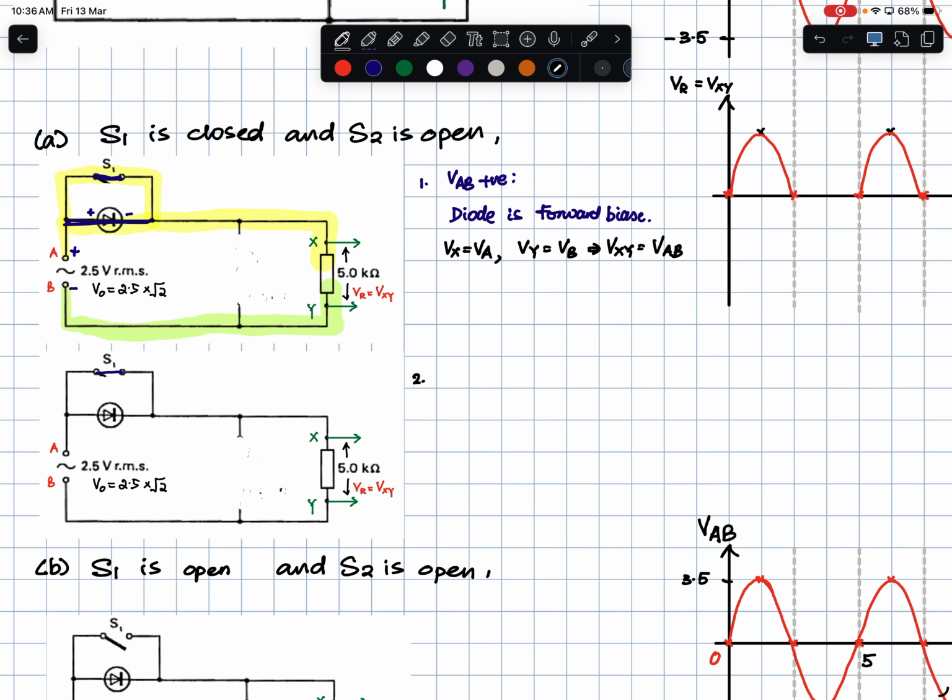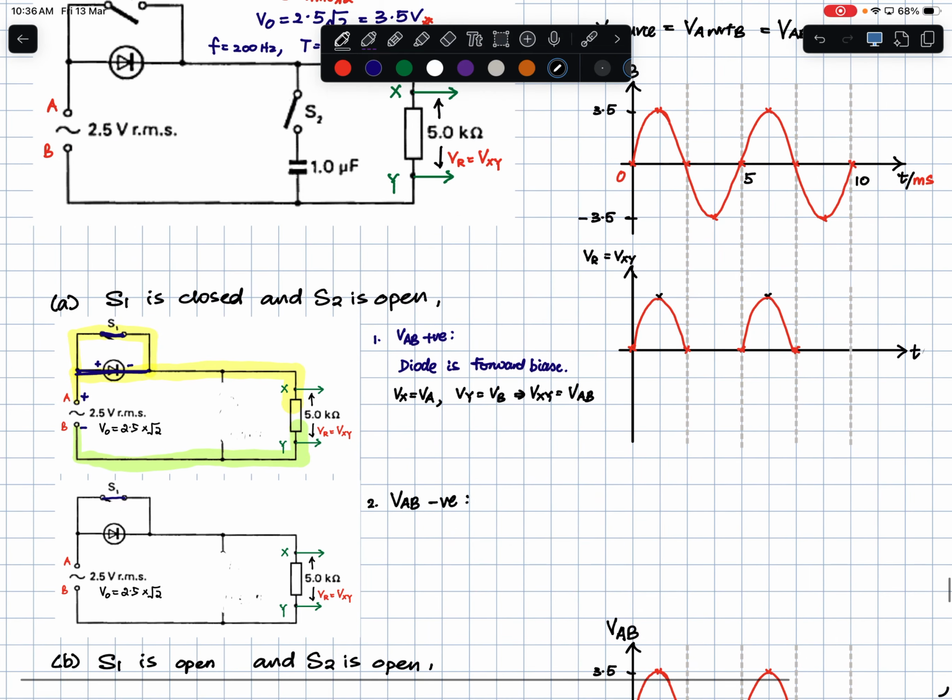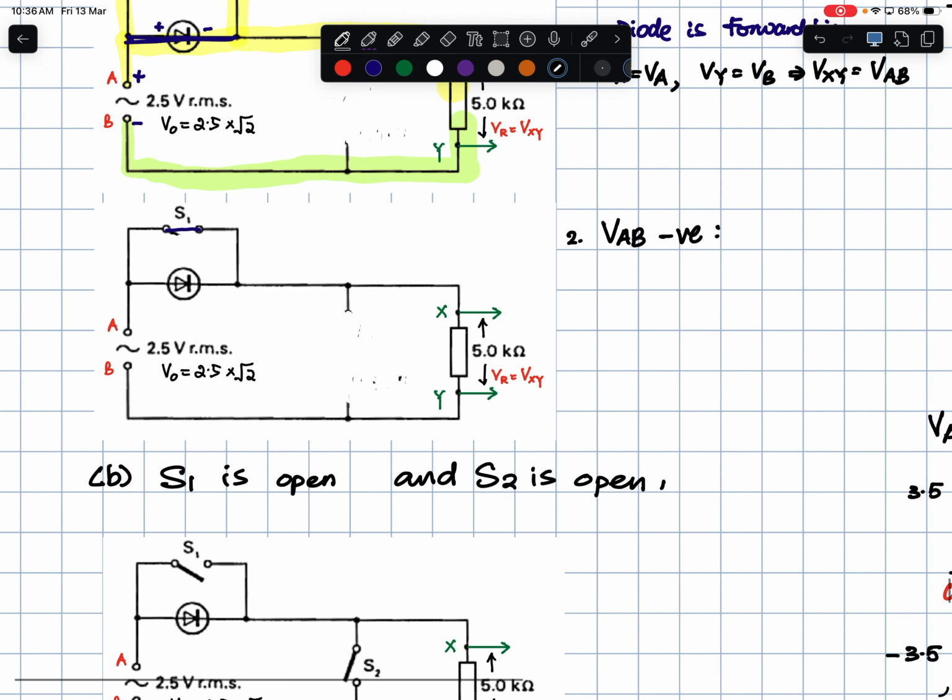In the second half of the cycle, I'm going to take VAB, and it's going to be negative. So you can see what it means is this is negative and this is positive. If you need to visualize, think of a battery that's varying sinusoidally. Alright? So again, I'm going to check whether my diode is forward or reverse bias. 2 ways you can do it. From the positive end, you connect one end, you will realize this is positive, this is negative.